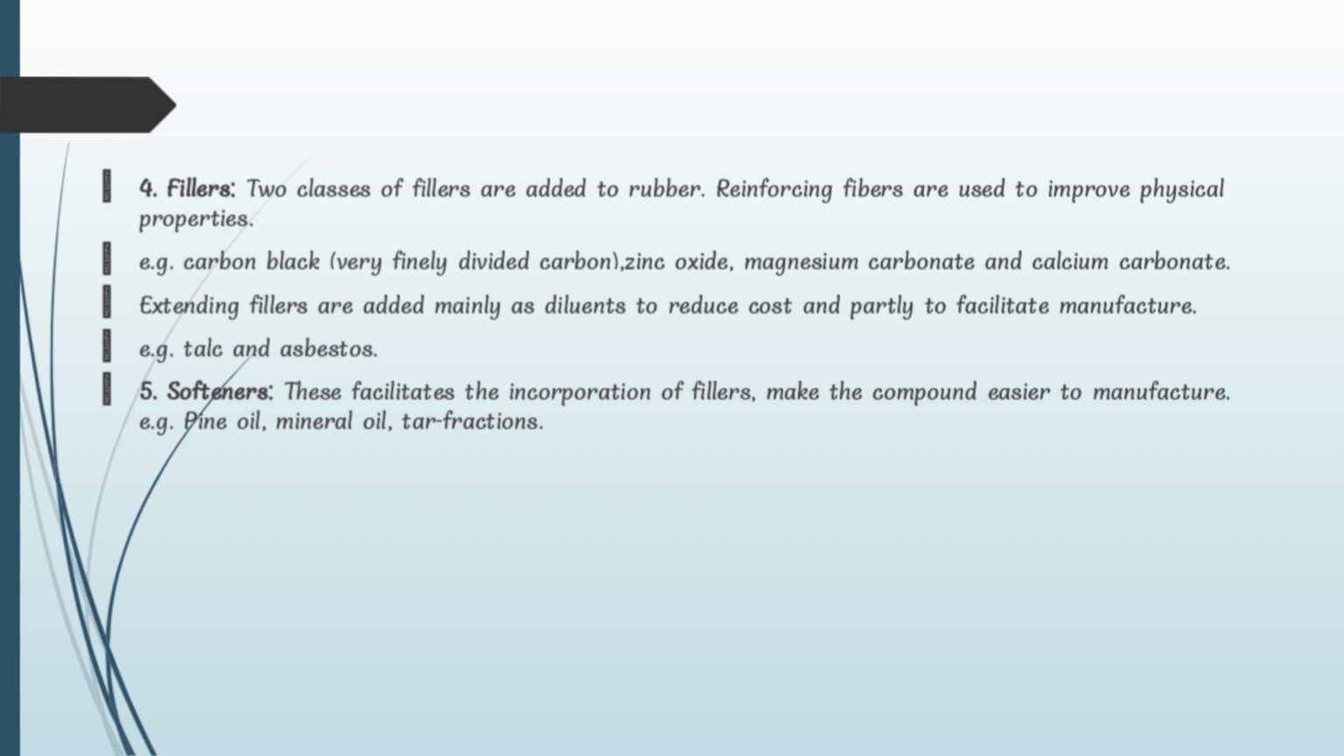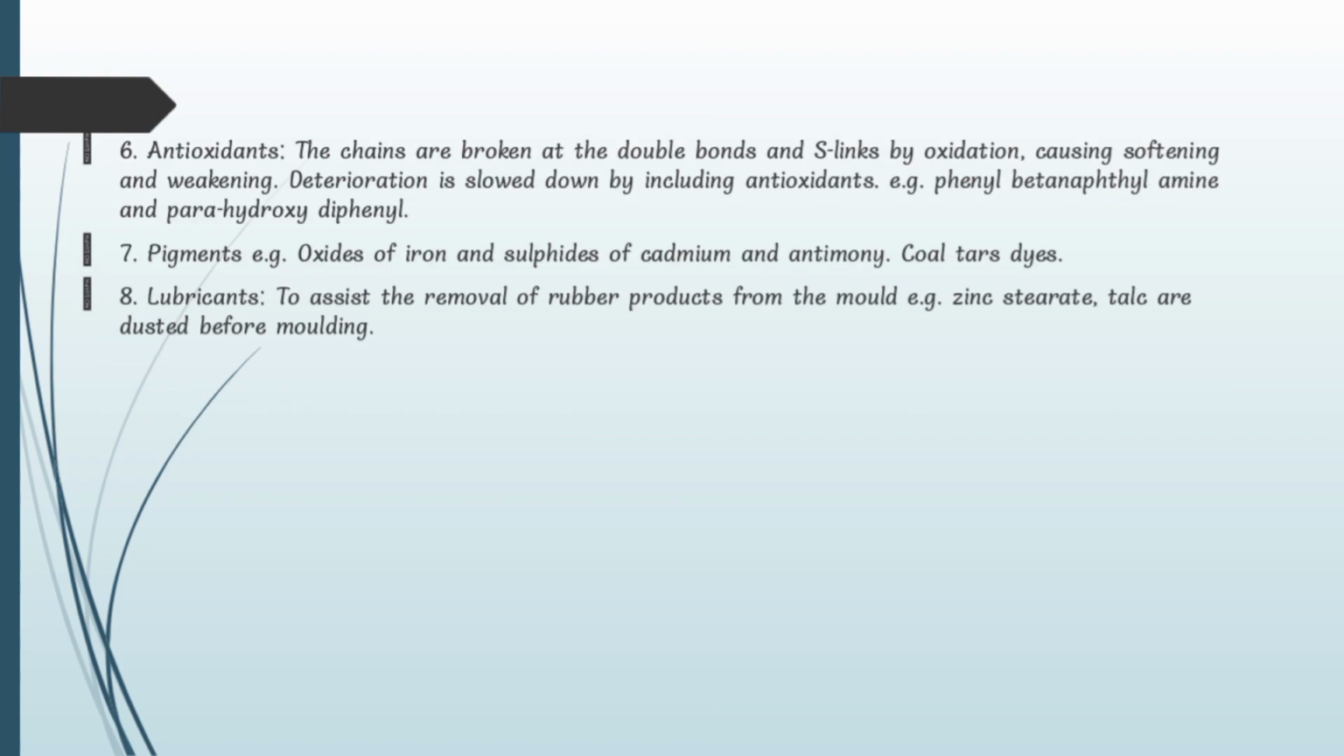Next is fillers. Two classes of fillers are added to the rubber. Reinforcing fibers are used to improve the physical properties. Example, carbon black, very finely divided carbon, zinc oxide, magnesium carbonate and calcium carbonates. Extending fillers are added mainly as diluents to reduce the cost and partly to facilitate manufacture. Example, talc and asbestos. Softeners facilitate the incorporation of fillers and make the compound easier to manufacture. Example, pine oil, mineral oil and tar fractions.